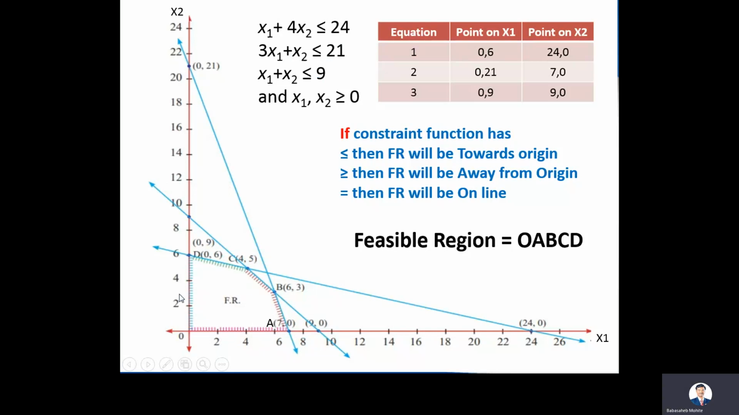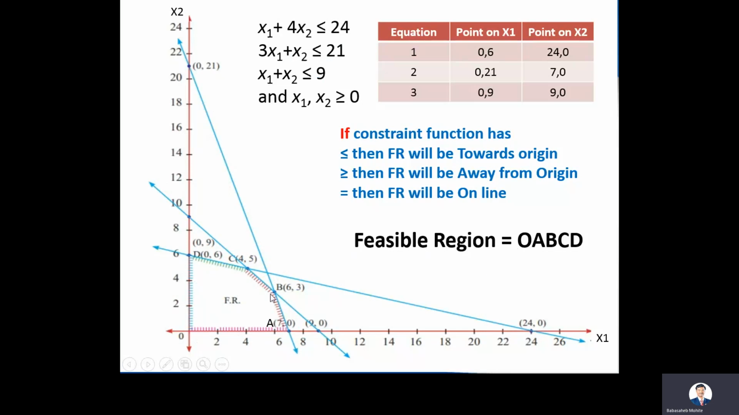Here the feasible region is a bounded feasible region, because it has all boundaries. That's why this region is called a bounded feasible region. If your region were in this fashion, with these points and above the lines, then it would be an unbounded region. But in this case, this is my bounded feasible region. So my feasible region is O, A, B, C, D.